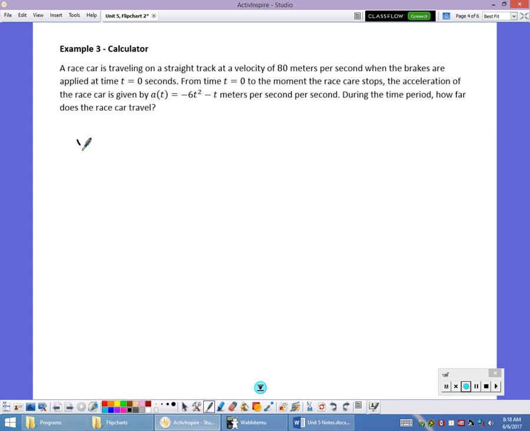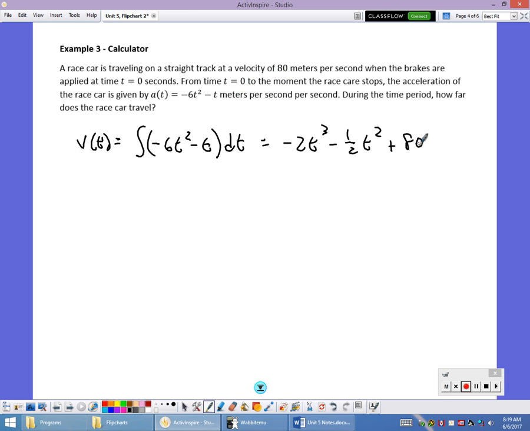So to get a velocity equation, v of t, it's going to be the integral of -6t squared minus t dt. When I integrate that, I get -2t cubed minus 1/2 t squared plus an arbitrary constant. Now that constant, because if I use this initial point at t equals 0, it's 80 meters per second, that constant's got to be 80. So that's my velocity equation.